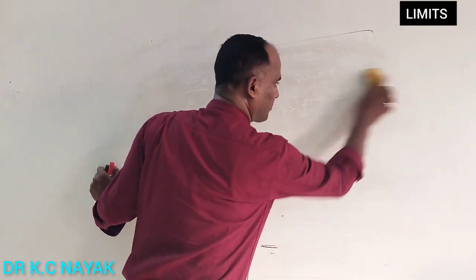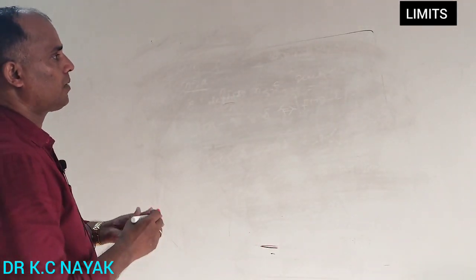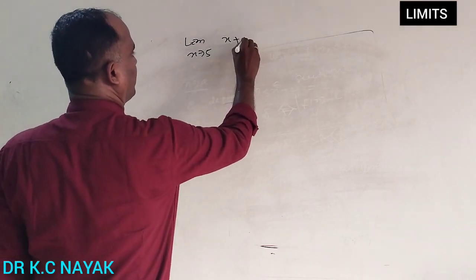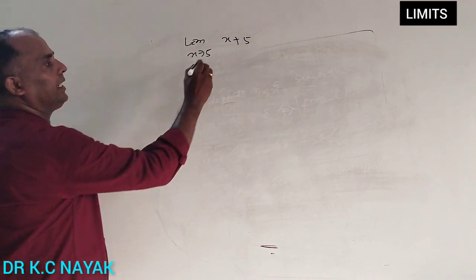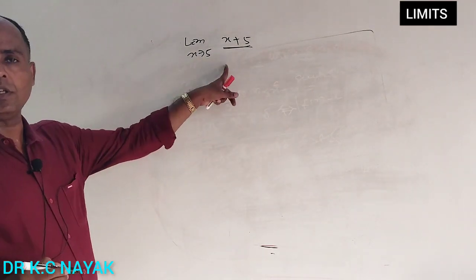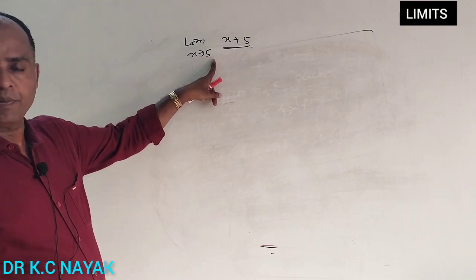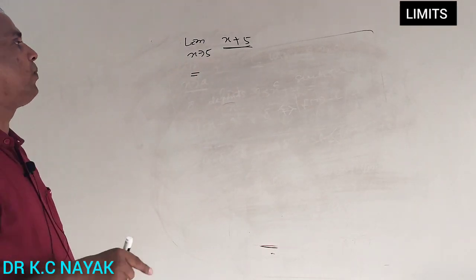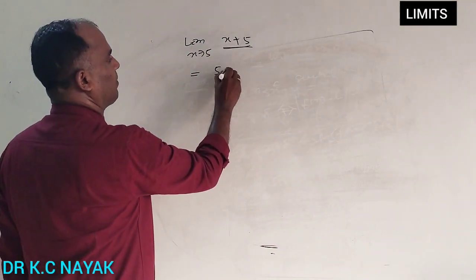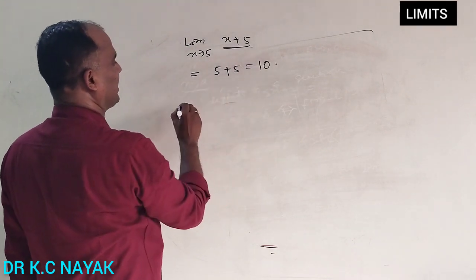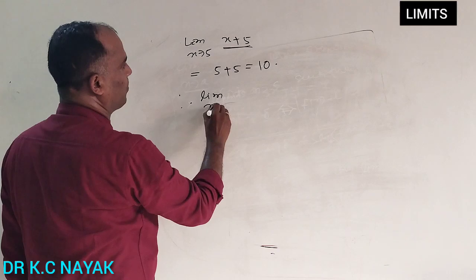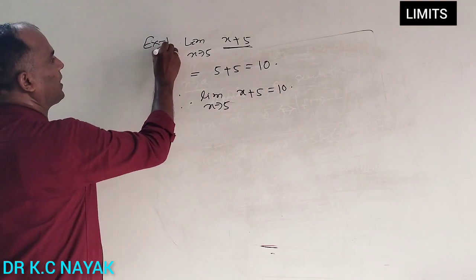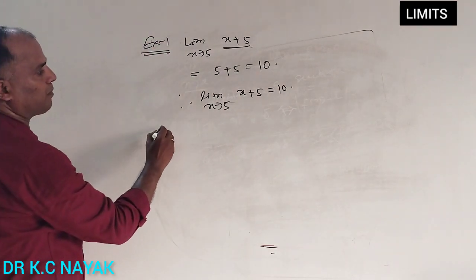Let us start. Just you see. Suppose limit x tends to 5, x plus 5 is equal to what? It is a polynomial function. Limit is a function, it is a polynomial function. X tends to 5, this means the approaching value is 5. For this type of function, you directly put the approaching value into the polynomial function. Then 5 plus 5 is equal to what? 10. That means limit x tends to 5, x plus 5 is equal to 10. It is my example 1. Similarly, I proceed with example 2.